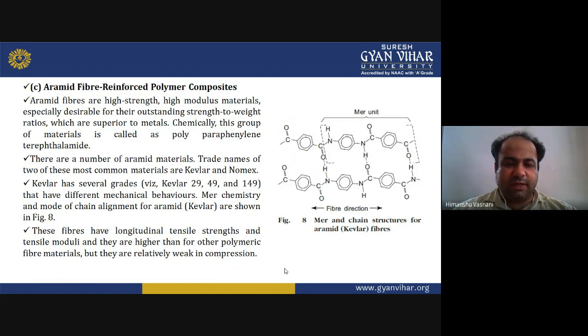These fibers have longitudinal tensile strength and tensile moduli that are higher than for other polymeric fiber materials, but they are relatively weak in compression.